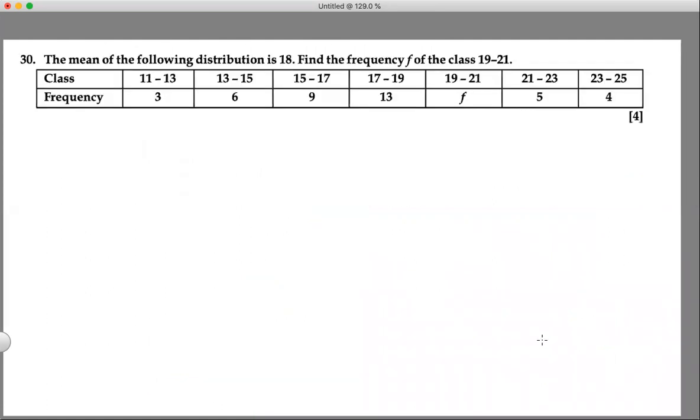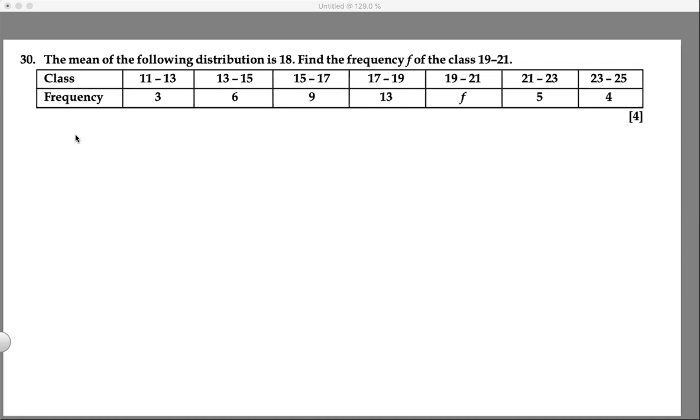Now, the mean of the following distribution is 18. Find the frequency f of the class 19 to 21. In this question, one of the frequencies is hidden, but the mean is given to us. So obviously we are just going to use the formula to do this. Before we use the formula, we have to ensure that these are continuous classes, which they are.